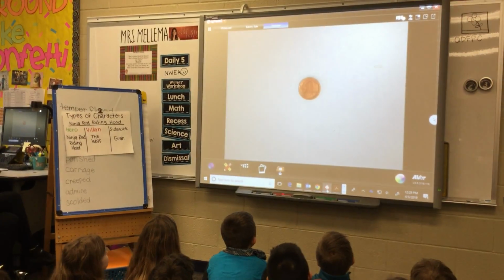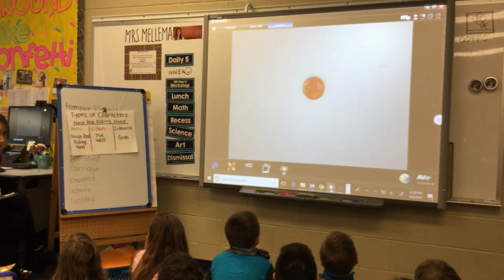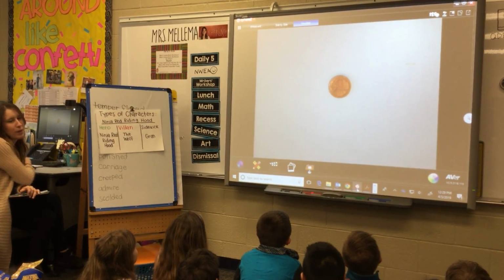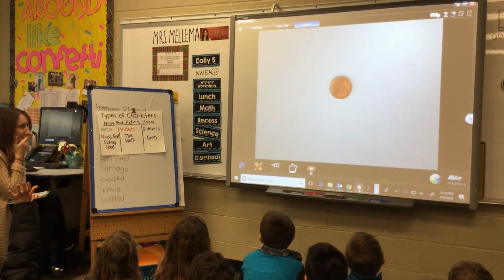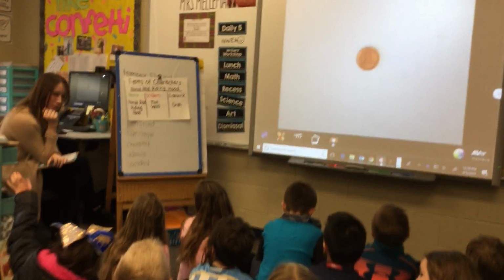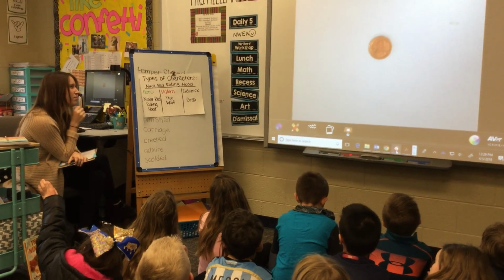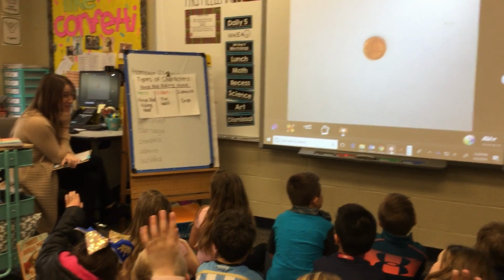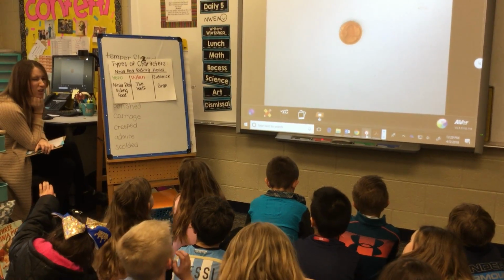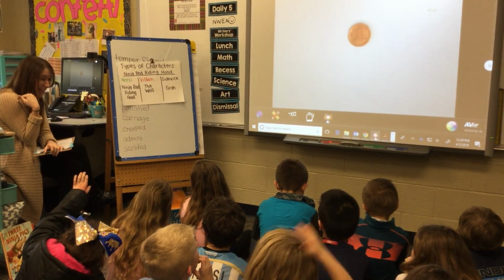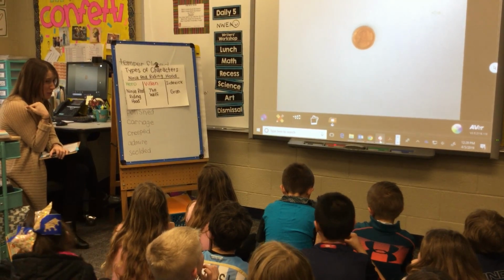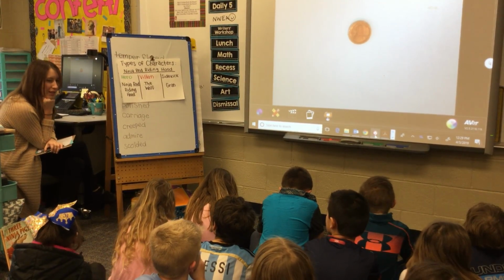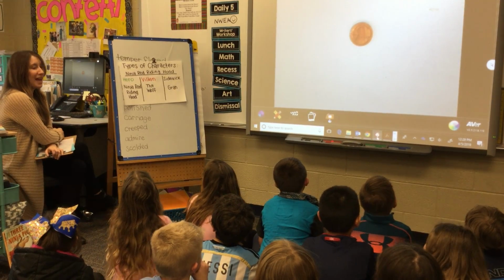Now, when I'm looking at it, I remember that I'm looking at the color, the size, and the image on it. And I'm noticing this one is a copper coin. I also notice it's kind of small, and it has a president on it. Which one? Abraham Lincoln. Now, because I know all three of those things, I think I know which coin it is. Whisper into your hand which one you think it is first. Breathe in. Breathe out. Penny.